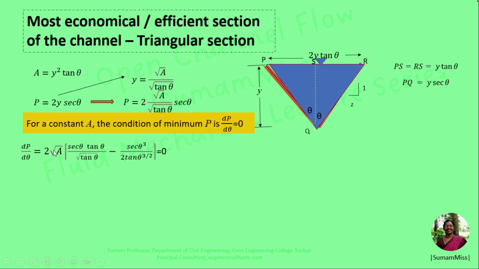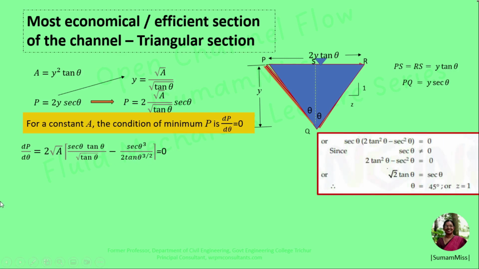So it is 2 into root a into [sec theta tan theta by root of tan theta minus sec cube theta divided by 2 tan theta raised to 3 by 2]. If we take the common LCM and make the numerator equal to 0, then you can simplify this expression like this. Then you can finally find theta equal to 45 degree or z equal to 1. So for a triangular channel section, the condition for the most economical or efficient section of the channel is theta equal to 45 degree or z equal to 1.